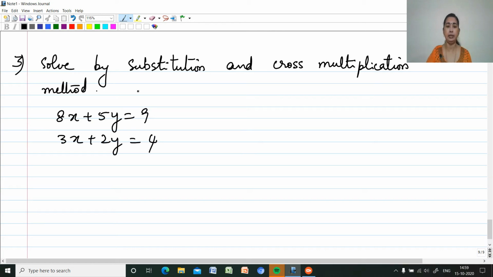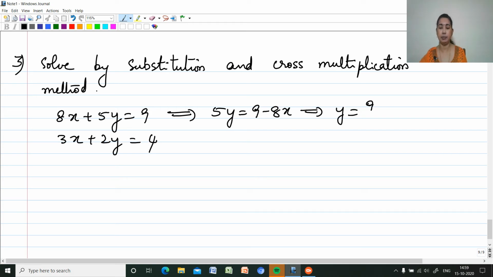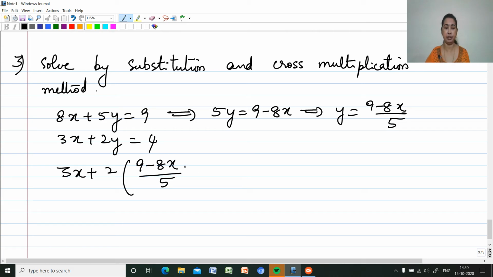First we will do by the method of substitution. Substitution method means we have to find out the value of y from one equation and substitute in the other one. So we will find out from this one how much is y. So 5y is equal to 9 minus 8x, or y is equal to (9 minus 8x) by 5. And substituting in the second equation, 3x plus 2 into (9 minus 8x) divided by 5 is equal to 4.